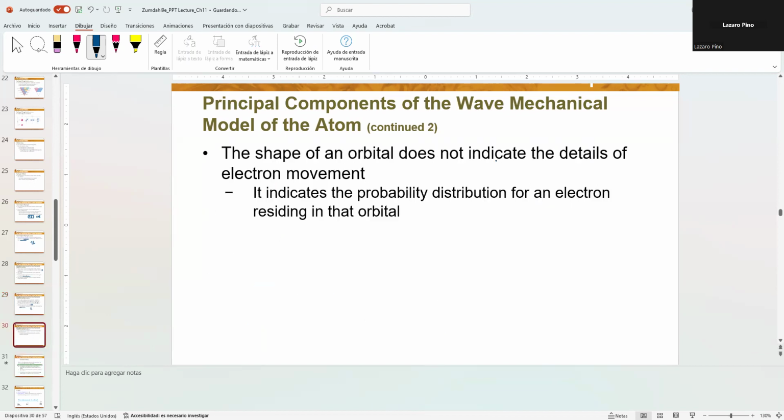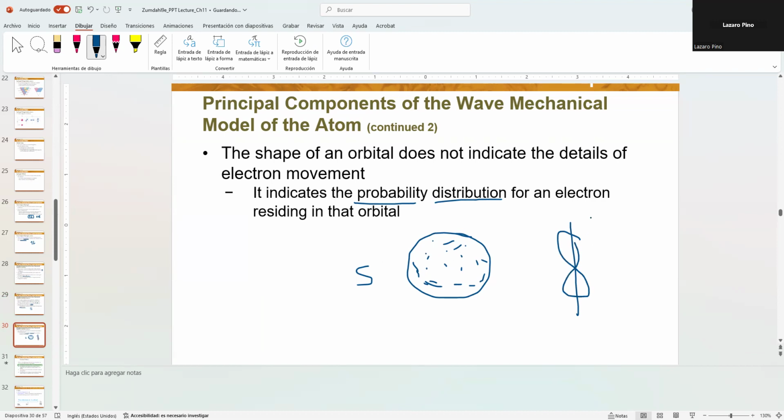The shape of the orbital does not indicate the details of the electron movement. It indicates the probability distribution of an electron residing in that orbital. So for an s orbital, which is a sphere, you have a high probability to find the electron in this region. But let's take for example the px, this is a type of orbital that has this form. And this is the region of the space where the electron has a high probability to be found.